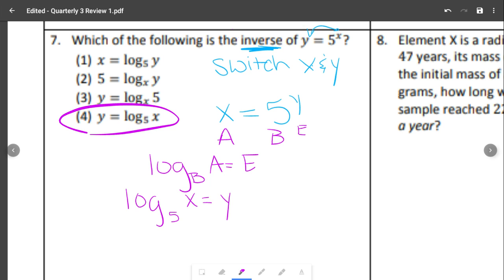So the big thing here was to remember that inverse means switch your x and y. So if you went right at the beginning and converted y equals 5 to the x as a log, you would have ended up with the wrong answer by accident, answer choice 1. You want to make sure that that x and y get switched at some point.